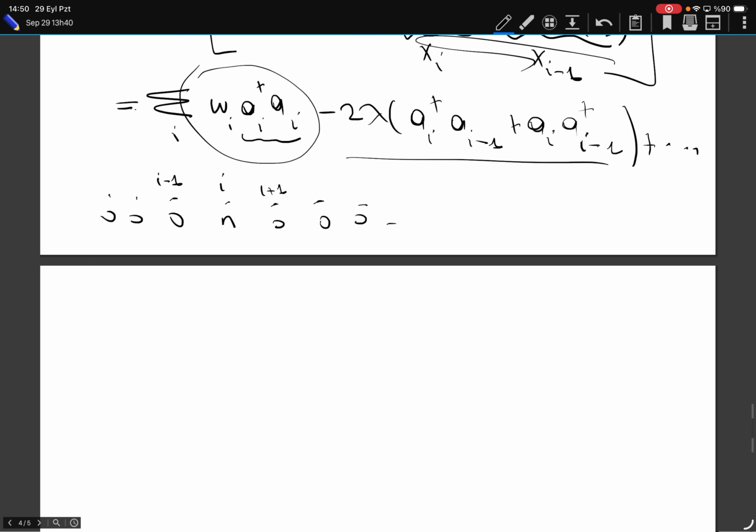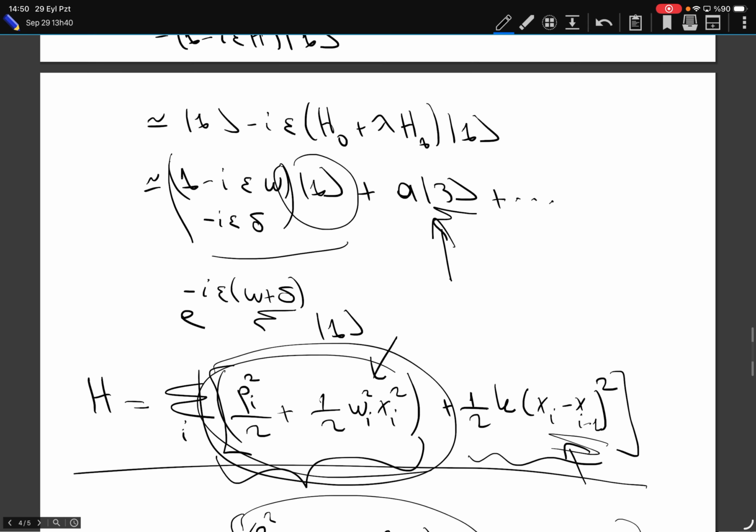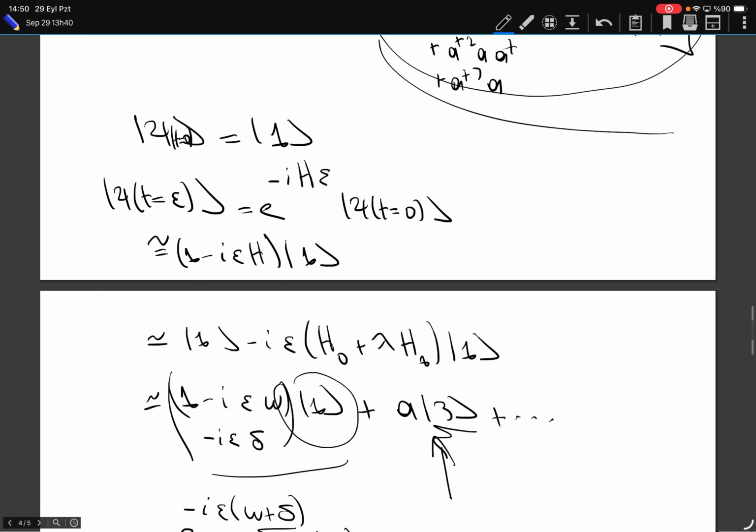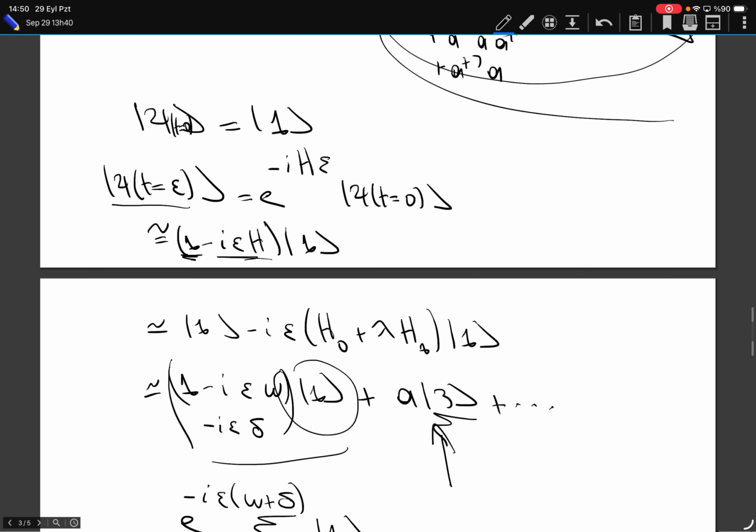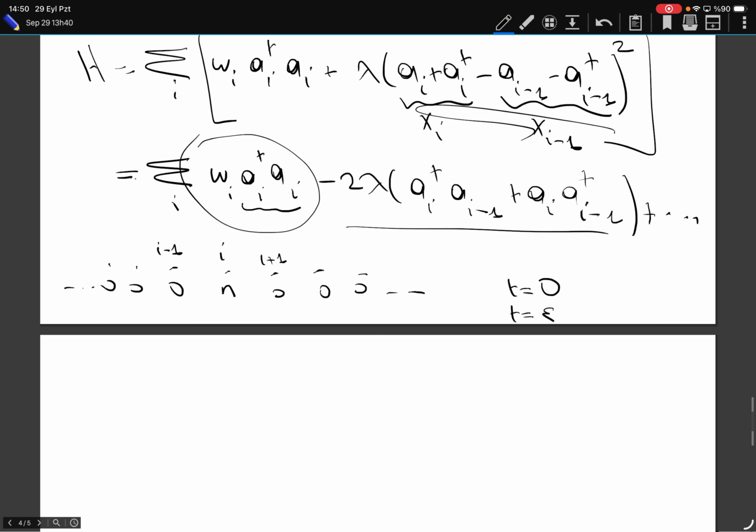Let's say this is at t equal to 0. I can find my state at t equal to epsilon by basically doing the same thing over here. At a very small amount of time afterwards, I have the same state, 1, but then I have this minus i epsilon H term acting on whatever state I have. But let's see, what kind of terms do I get?